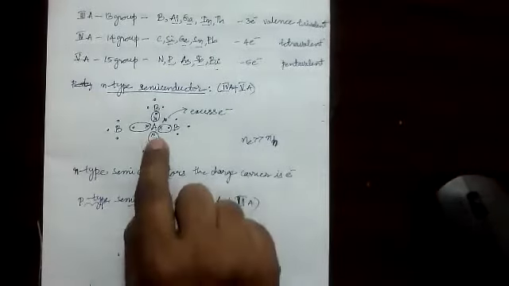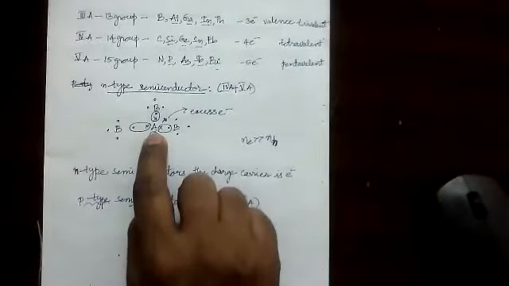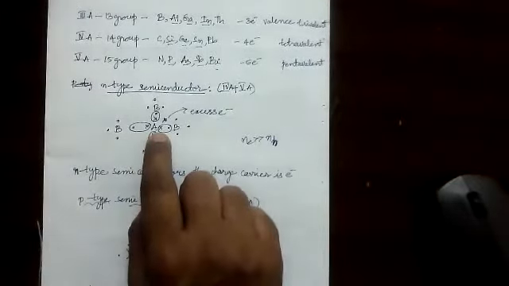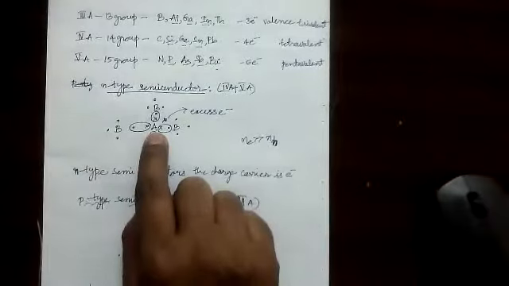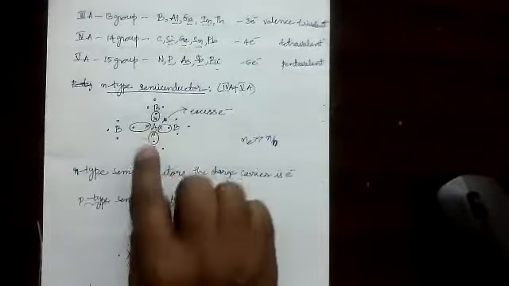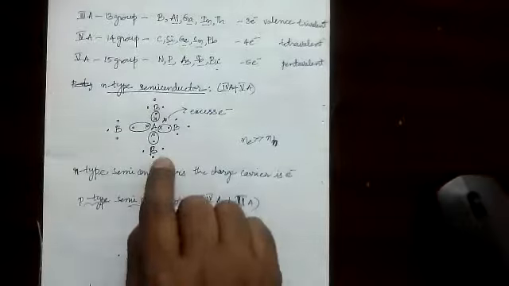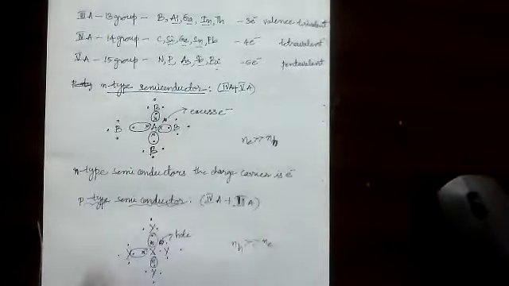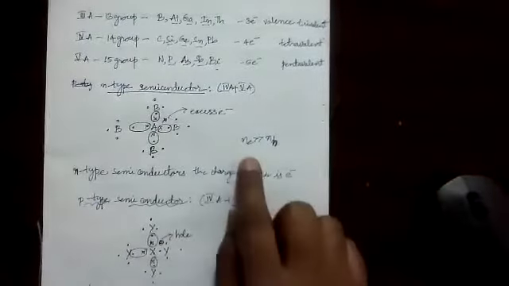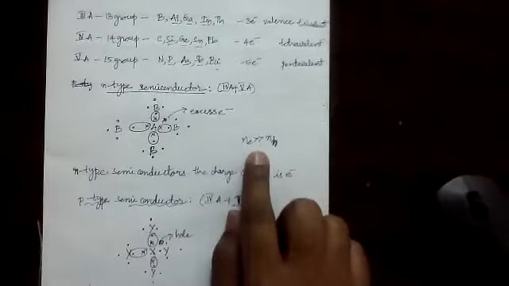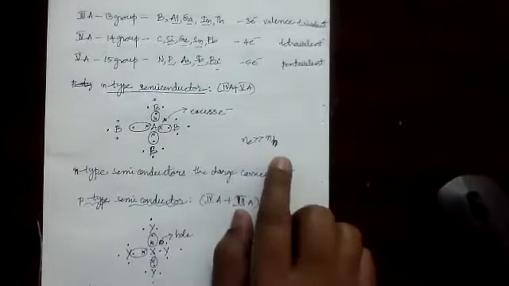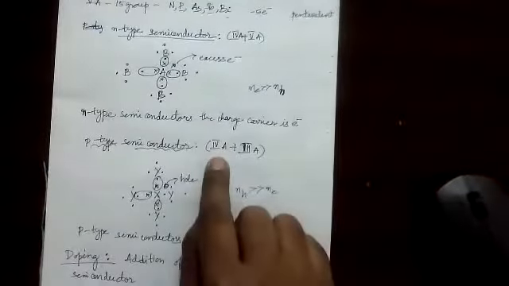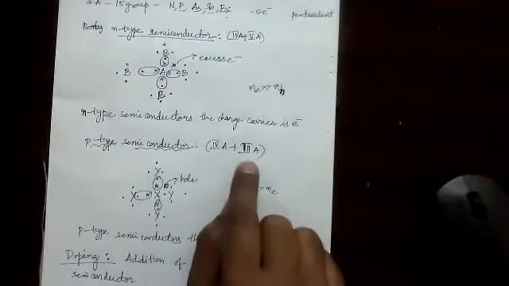In an n-type semiconductor we take element A, which is pentavalent. Addition of impurity to a pure semiconductor is said to be doping. So we are adding A as impurity to B. B is perfectly tetravalent, and A is pentavalent. When we add it, one extra electron is there in every combination. Due to that, the total number of electrons will be more than the total number of holes.